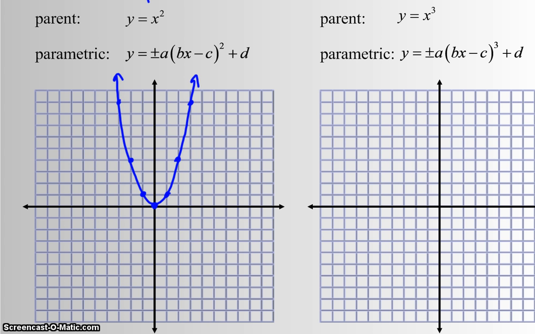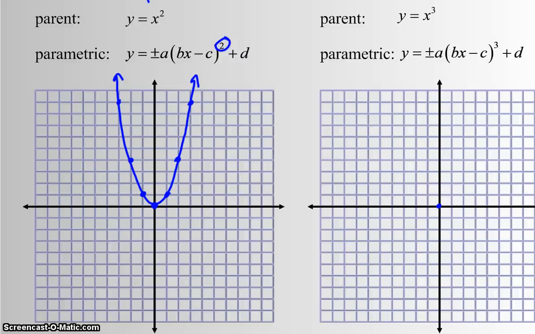That means this is an even function. It is symmetrical about the y-axis. Notice the only change between the linear function parametric form and the quadratic function parametric form is that we have the quantity of bx minus c squared. The next family is the cubic family, y equals x cubed.